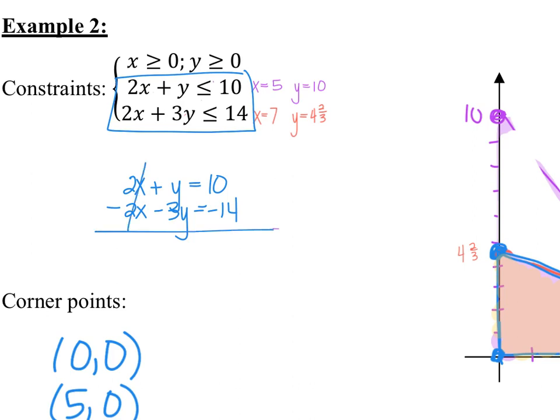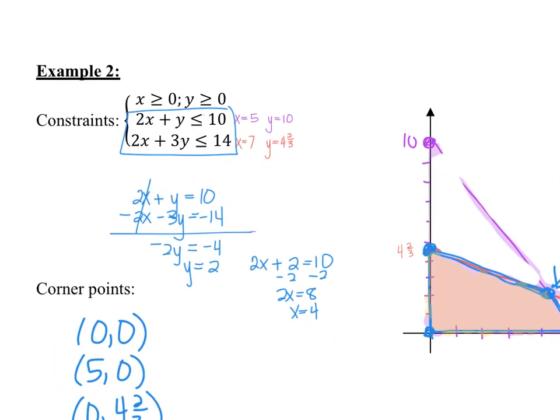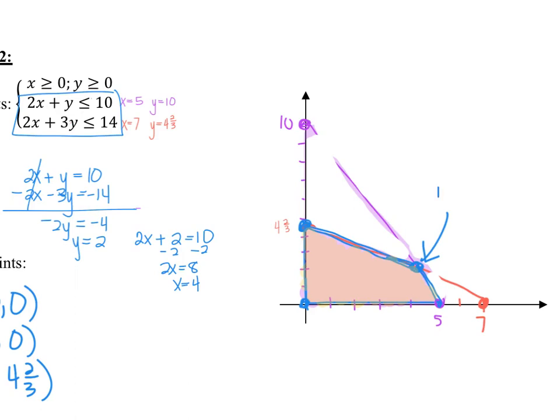So the x's cancel out. I'm left with negative 2y, and then I get negative 4, so y is 2. And then I plug that back into one of the equations. So let's take the top equation, 2x plus 2 equals 10. Subtract 2 from both sides. 2x equals 8, so x is 4. And so this intersection point here must be 4 for the x value and 2 for the y value.